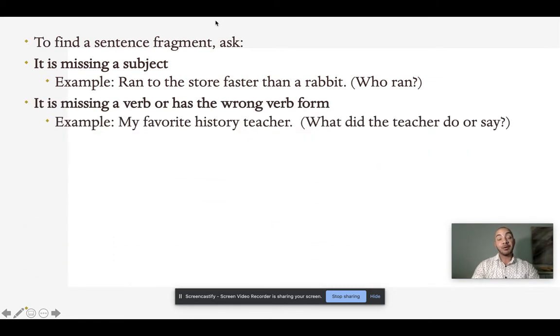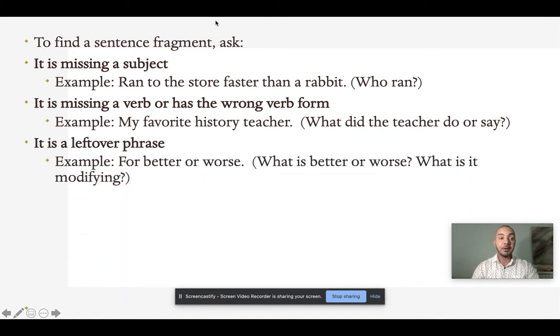Sometimes we can ask whether or not the sentence is missing a verb, or if the verb is in the wrong form. For example, my favorite history teacher. Well, in this case, we have a subject, but there is no action. What did the favorite history teacher do, or not do, or say? So we're missing the verb in this example.